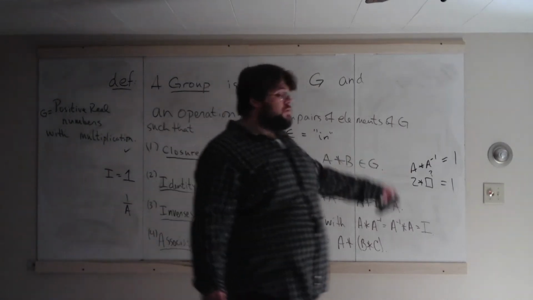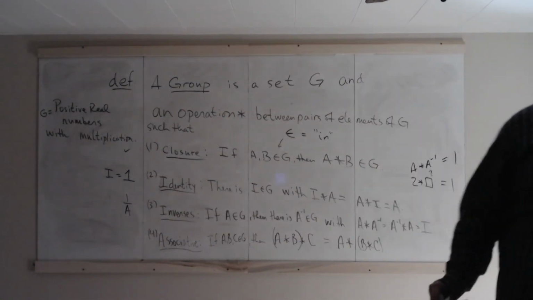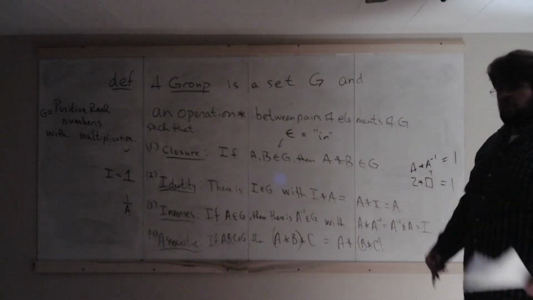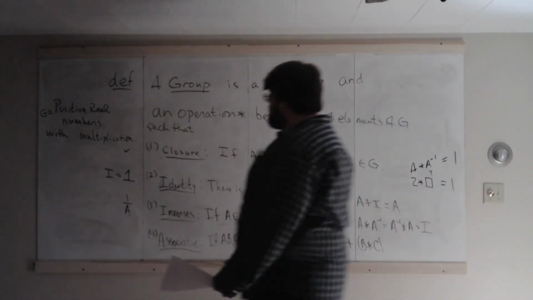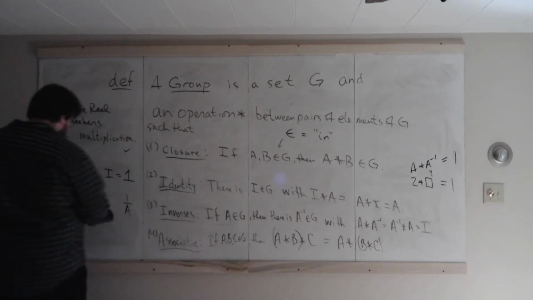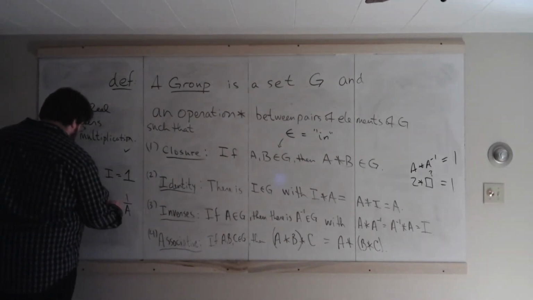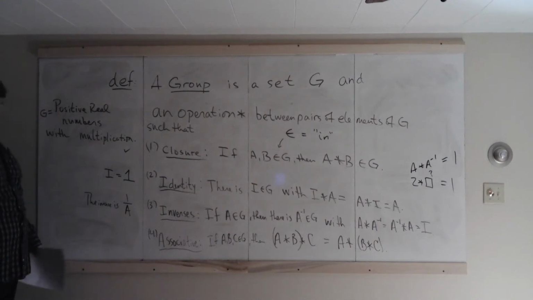So if you have 2, you need 2 times a half. It's reciprocal. If you have 7/8, how do you get to 1? You multiply by 8/7. It's still a positive real number. So I'll say the inverse of A is 1 over A.